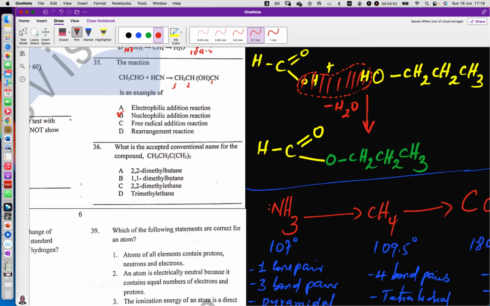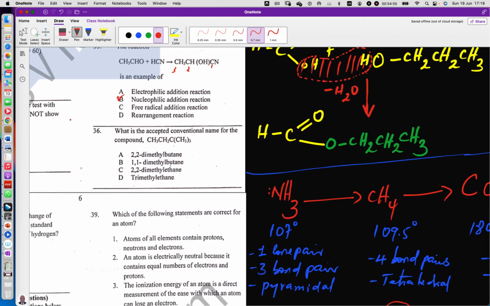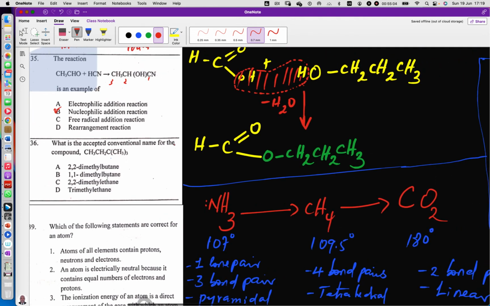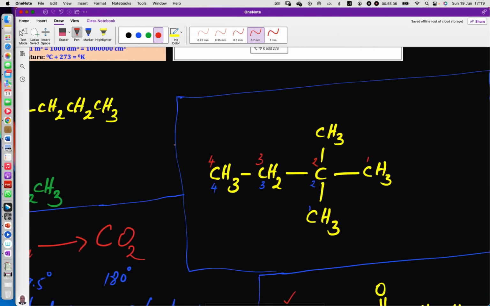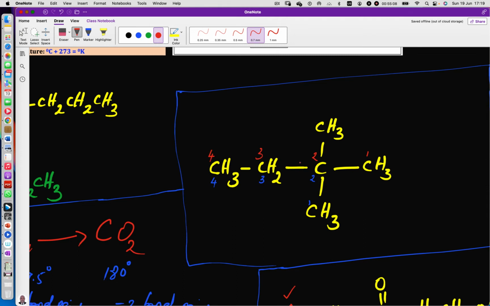What is the accepted conventional name for this compound? What you need to do is draw down the compound. Let me draw down the compound for you. That is the compound that we have that I've drawn here. That is the compound that was given. I've drawn it now. Let's see how we can name the compound.